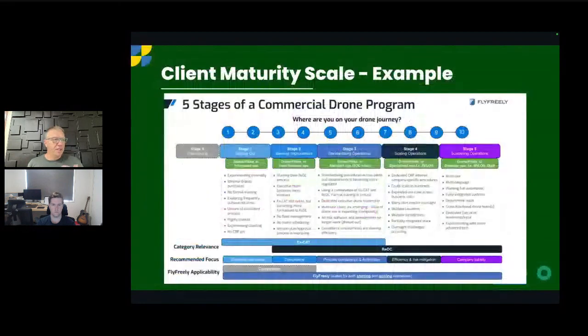Now, Alex, you want to talk about how you've developed the client maturity scale for Fly Freely and how you actually use it in client meetings? Yeah, for sure. So thanks, Jeff.